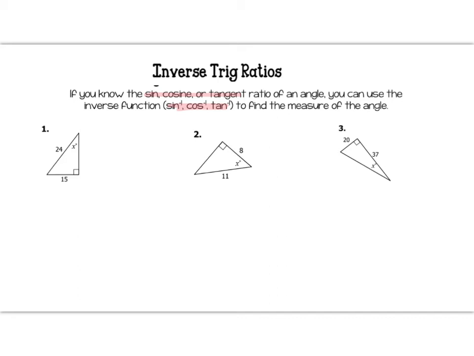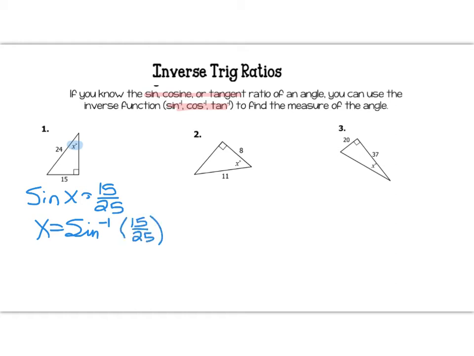If you look, we are referring to this angle right here, and we are given the opposite and the hypotenuse, which means the sine of our angle would equal our opposite over our hypotenuse. Because we are looking for the angle, we need to use the inverse sine. So x would be equal to the inverse sine of 15 over 25.